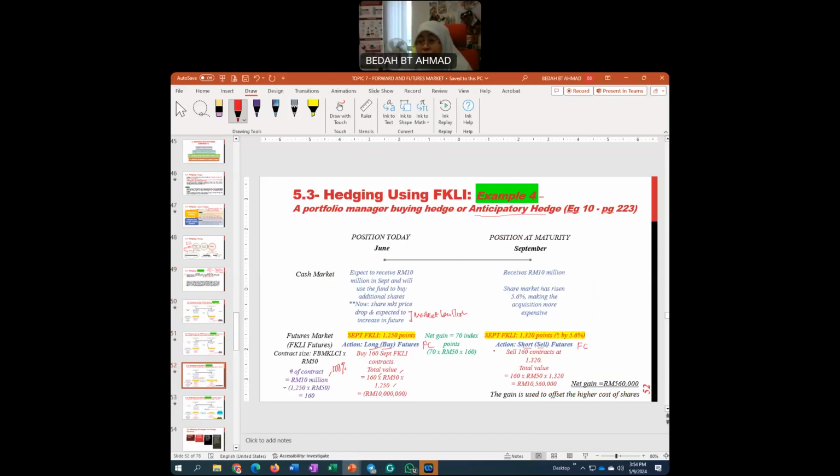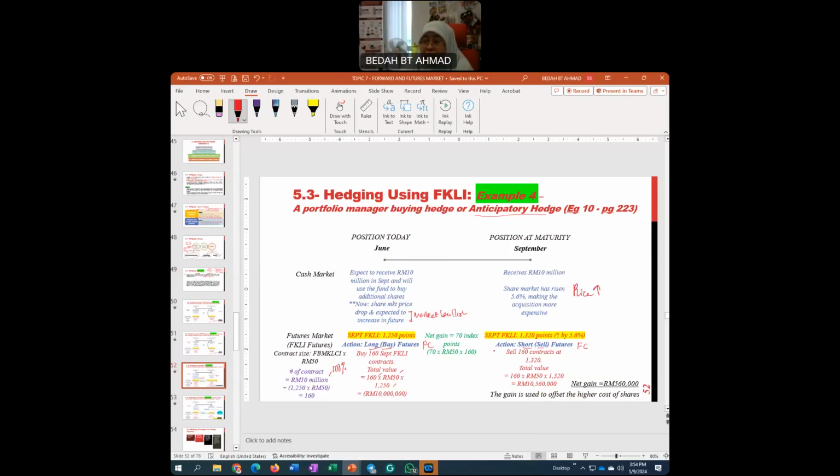So when closing positions at maturity, where the fund manager actually receives the 10 million, then in the cash market, the share market has actually risen 5.6%, making the investment in the equity market more expensive because the price rose. Then in the futures market, since in the opening we were going long, now we need to go short.